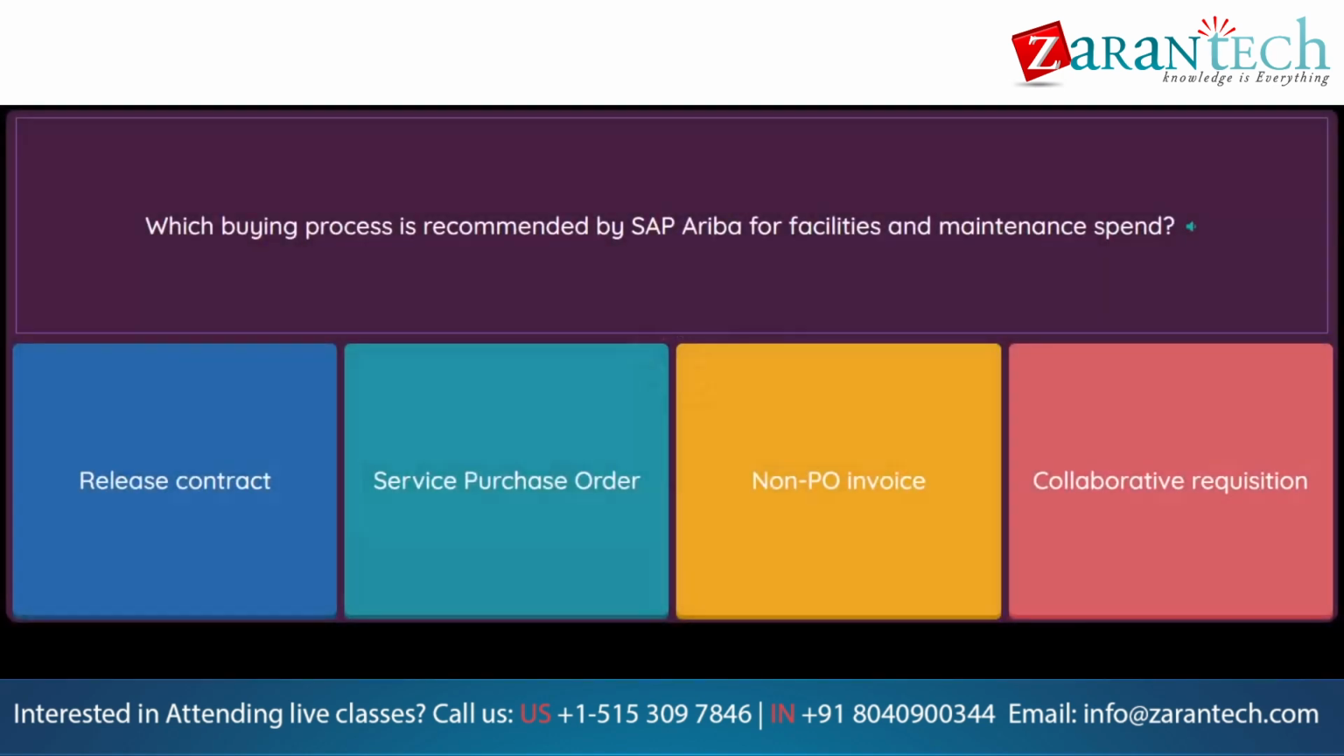Question: which buying process is recommended by SAP Ariba for facilities and maintenance spend? Option 1: release contract. Option 2: service purchase order. Option 3: non-PO invoice. Option 4: collaborative requisition.